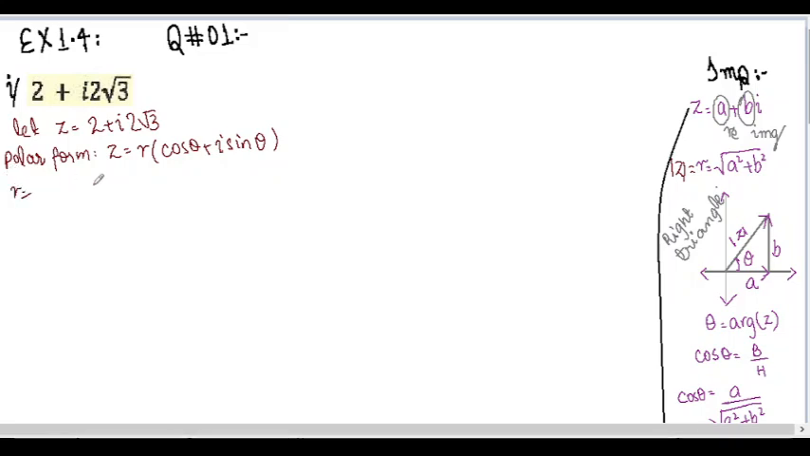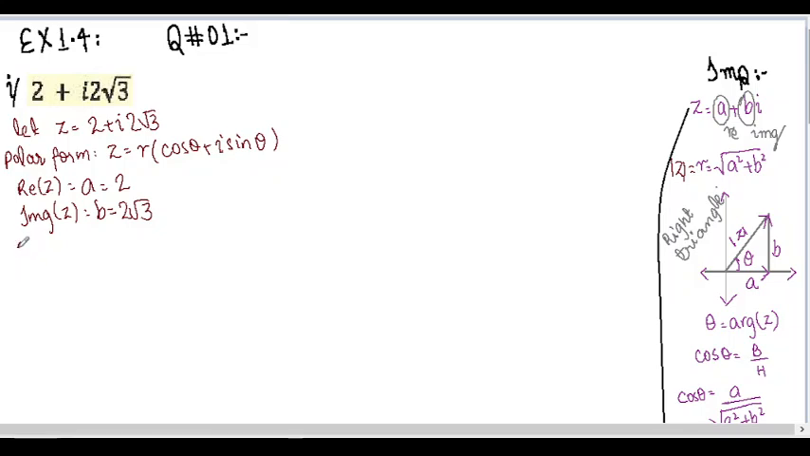r equals square root of a square plus b square, where a is the real part and b is the imaginary part. So real part square plus imaginary part square. First of all we need to find the real part and the imaginary part of this equation. Real part of z, a, is equal to 2 because this is the real part, and imaginary part of z, b, equals 2 square root of 3. We don't write iota with the imaginary part, it is already the imaginary part, we know it.